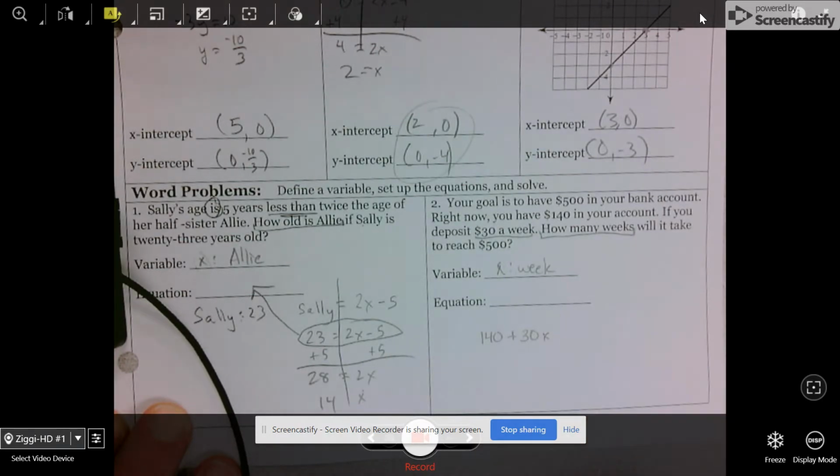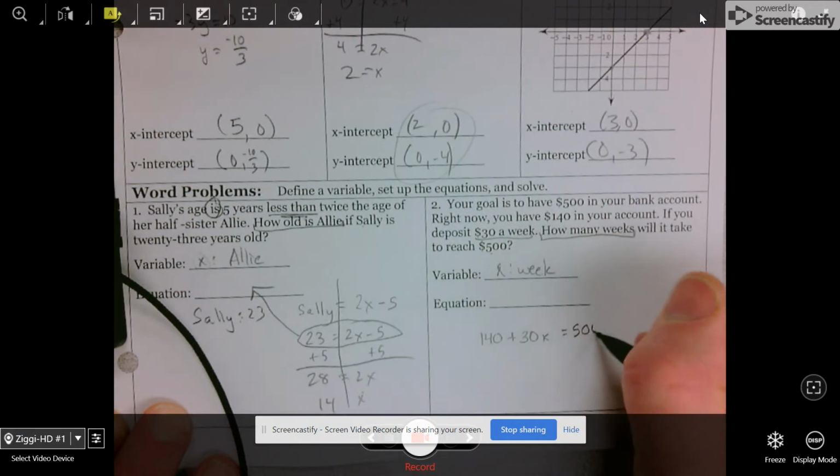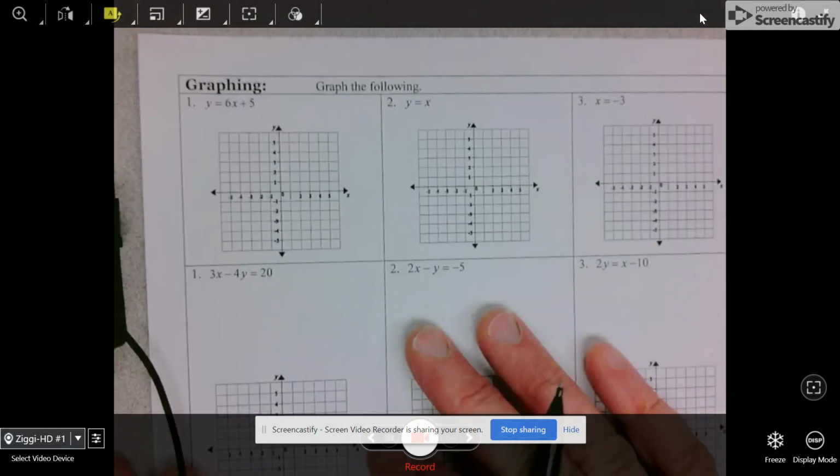Going fast. If you want to go back and check on Canvas, you can, or just pause it and play it again. Y equals 6x plus 5. Start at the y-intercept. And I'm going up 6 over 1. Oh, no, I don't have enough graph paper. Well, I could go down 6. 1, 2, 3, 4, 5, 6. To the left, 1.